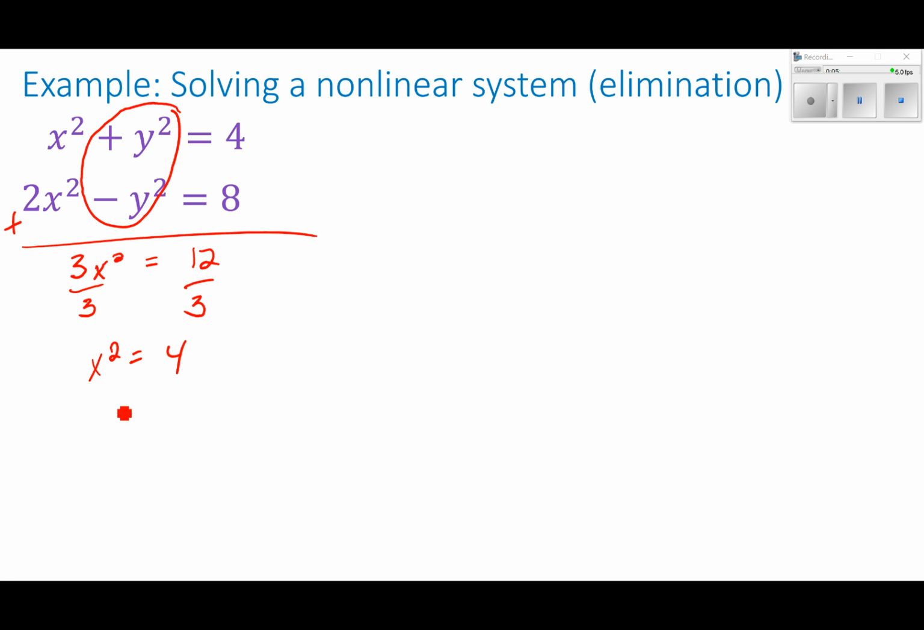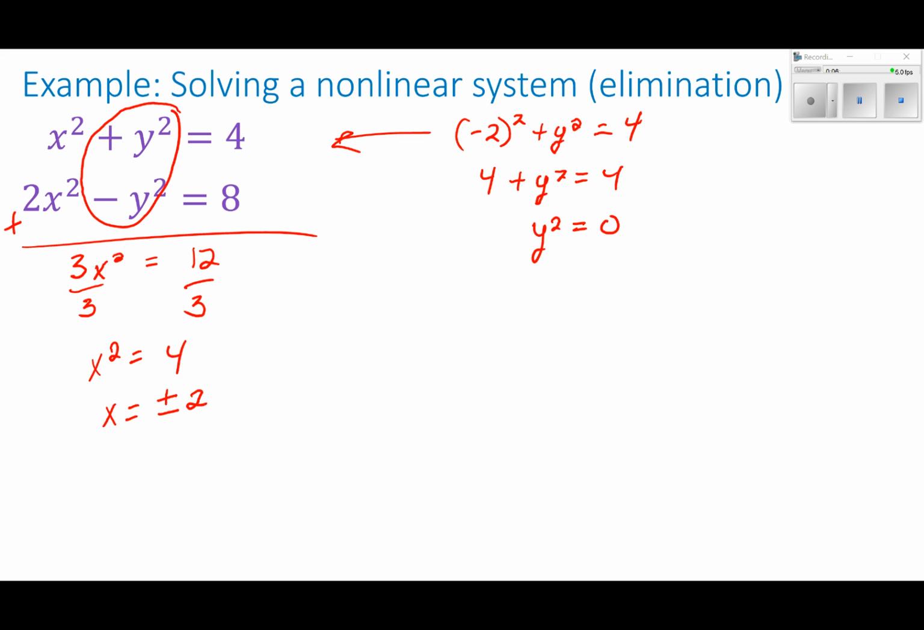To undo that squaring, x could either be a positive 2 or a negative 2. So that plus or minus 2 comes into play. So x is going to be a positive 2, x is going to be a negative 2. Well, let's see what these y values will end up being. I'll just use the top equation. So if x is negative 2, negative 2 squared plus y squared is equal to 4. So this would be 4 plus y squared is equal to 4. y squared then could be equal to 0 if we subtract 4 from both sides. So therefore y has to be 0.